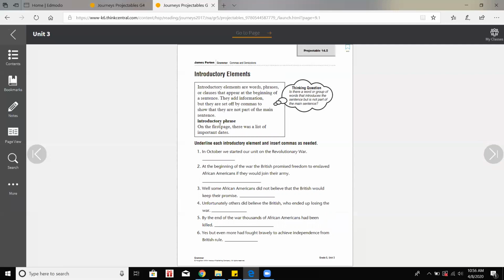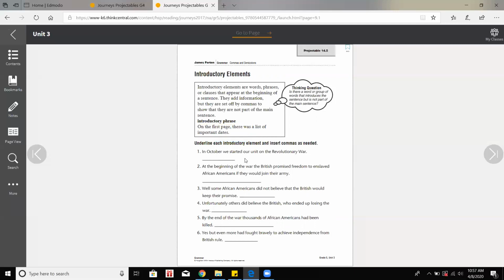So we have in here a sample. Introductory phrase: On the first page, there was a list of important dates. So your main meaning in here is there was a list of important dates. Okay, but then since you want to add information about where you found the list of important dates, you wanted to add on the first page, you have to set it off by using a comma. Okay, so let's have a look at these examples.